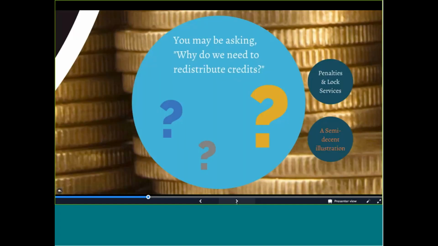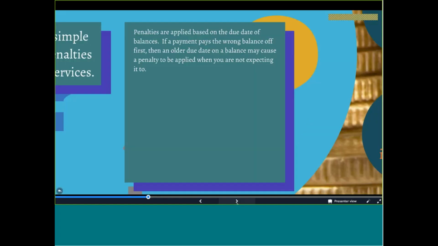So you may be asking, why do we need to redistribute credits? First, a simple answer is for penalties and lock services. Penalties are applied based on the due date of a balance, and that's by income center also. If a payment pays the wrong balance off first, then an older due date on a balance may cause a penalty to be applied when you're not expecting it to.